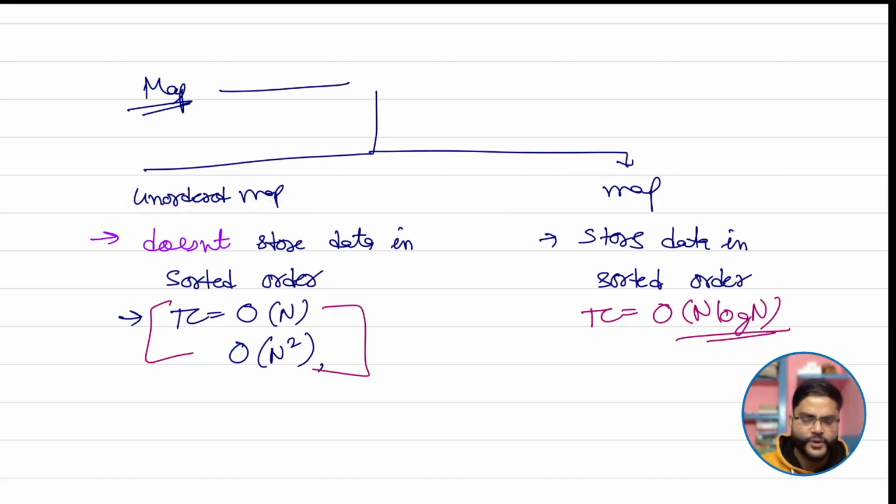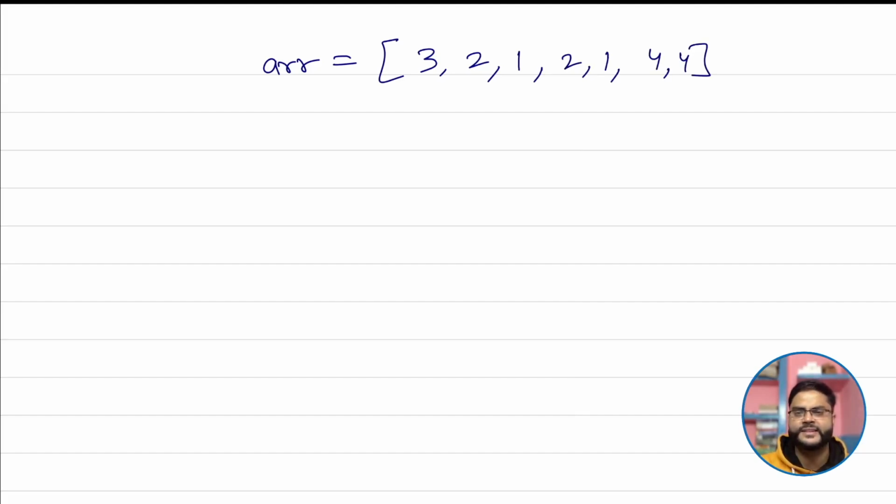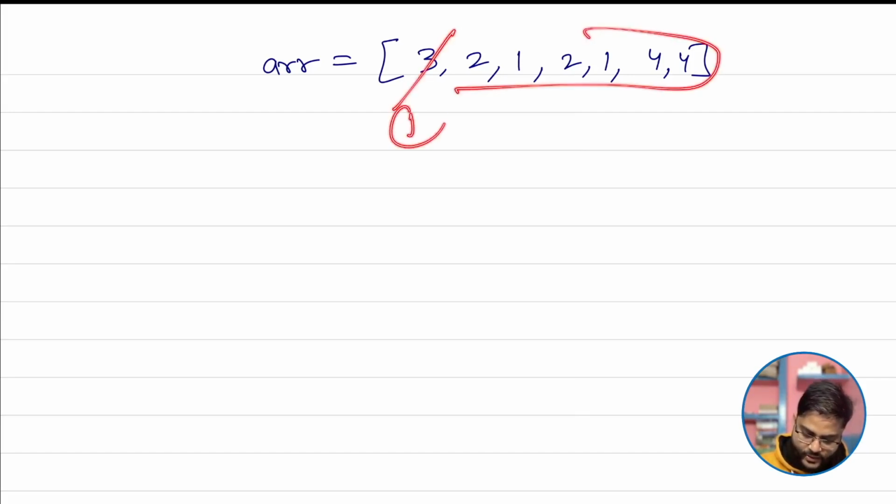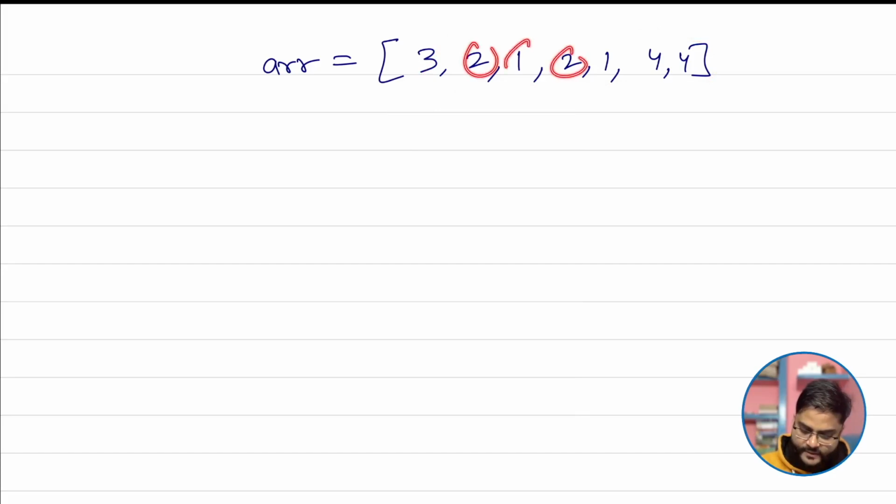Okay, how we can use unordered map? Let's take our example. Let's say we have an array which contains 3, 2, 1, 2, 1, 4, 4. So here 3 is occurring only once, 2 is occurring twice, 1 is occurring twice, 4 is occurring twice.